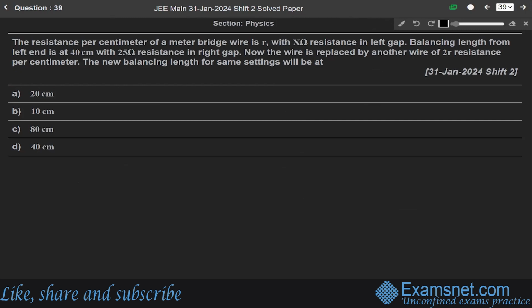Now next question 39. The resistance per centimeter of a meter bridge wire is R with X ohm resistance in left gap. Balancing length from left end is at 40 centimeter with 25 ohm resistance in right gap. Now the wire is replaced by another wire of 2R resistance per centimeter. We have to find the new balancing length for the same setting. Okay. So this question is from the chapter of current electricity.